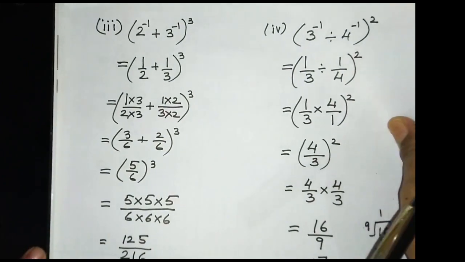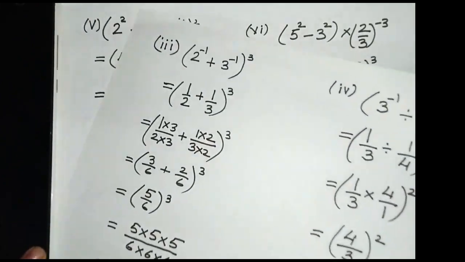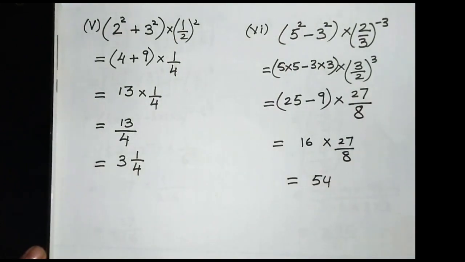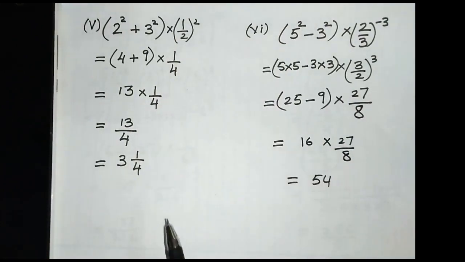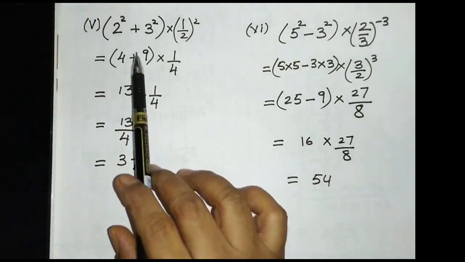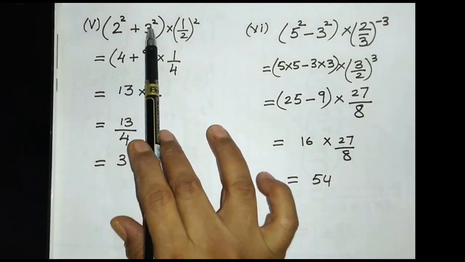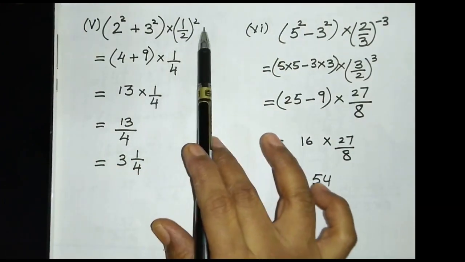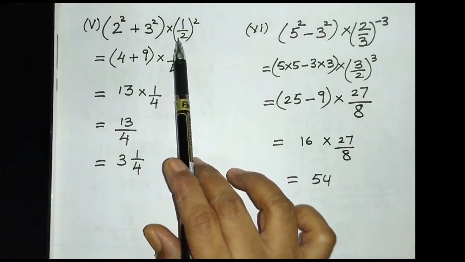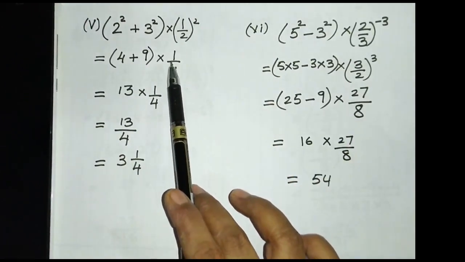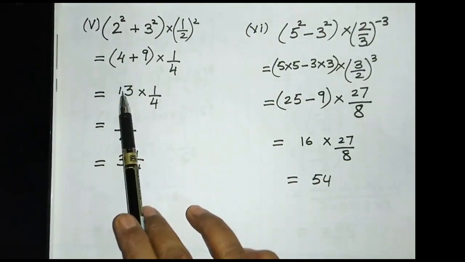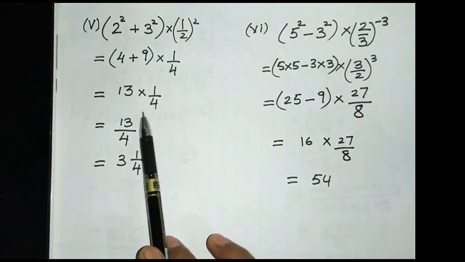Let us go to our next question. This is quite a simple one. 2 square is 4, 3 square is 9, and 1 by 2 square is 1 by 4. 4 plus 9 is 13, into 1 by 4.